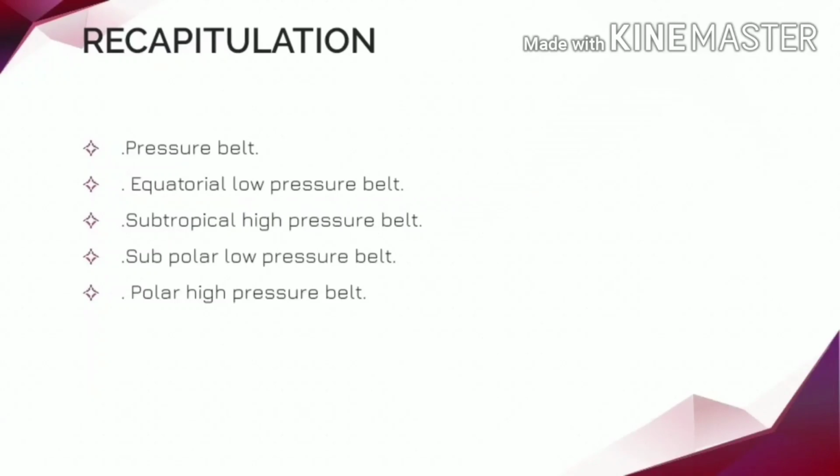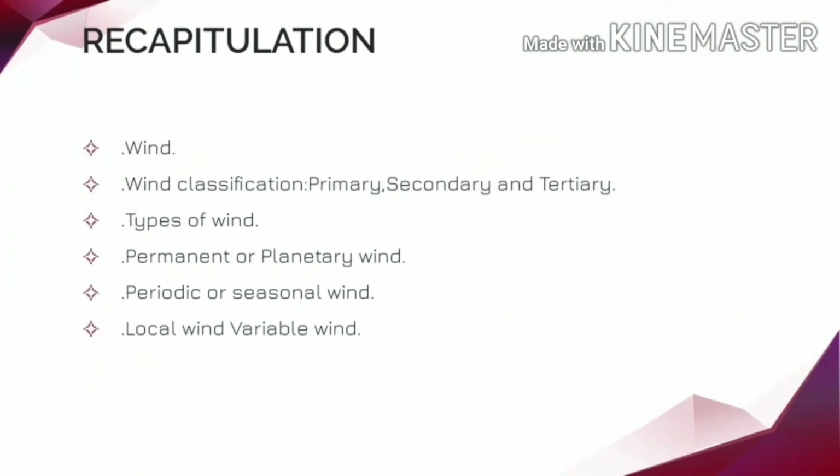The third one is the subpolar low pressure belt, extending from 55 degrees to 60 degrees north and south of the equator. The fourth one is the polar high pressure belt, extending between 75 degrees to 90 degrees north and south of the equator. Amongst these, the subtropical high pressure belt and subpolar low pressure belt are dynamically created pressure belts because they are not affected by the temperature.